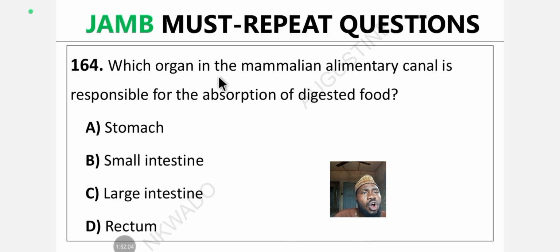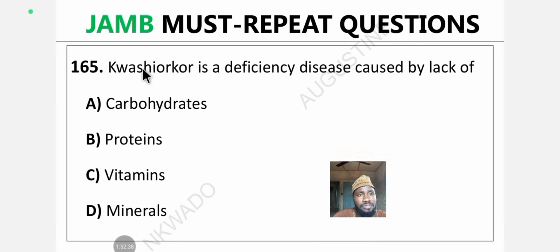Question 164. Which organ in the mammalian alimentary canal is responsible for absorption of digested food? A. Stomach. B. Small intestine. C. Large intestine. D. Rectum. What's the answer? Drop the answer in the comment section. You sabi book.